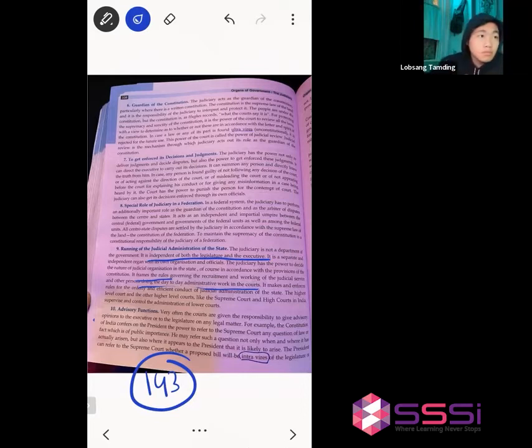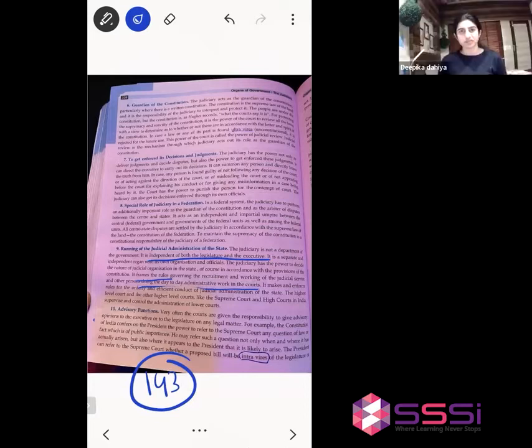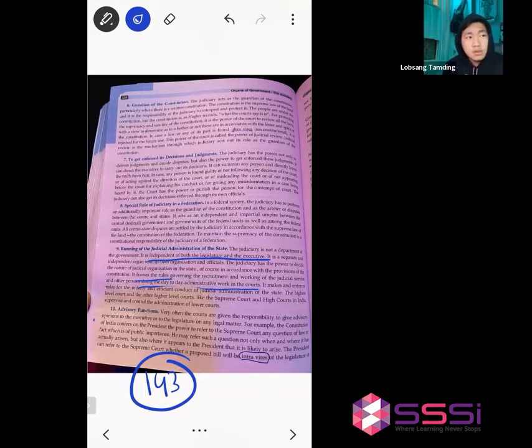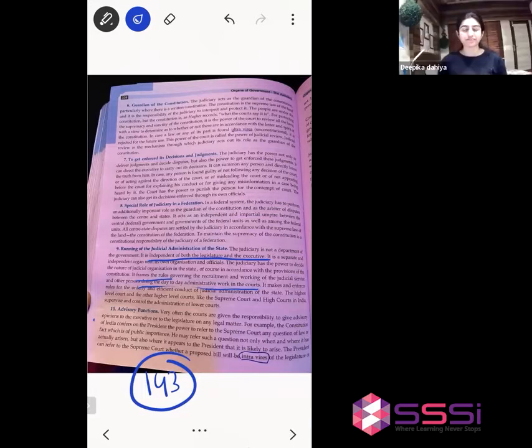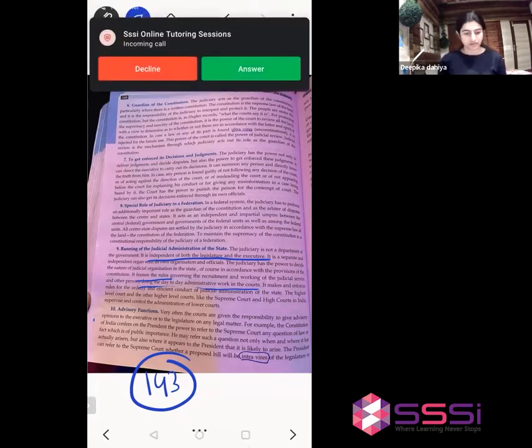Second is on matters of disputes arising out of pre-constitution treaties, agreements, covenants, etc.